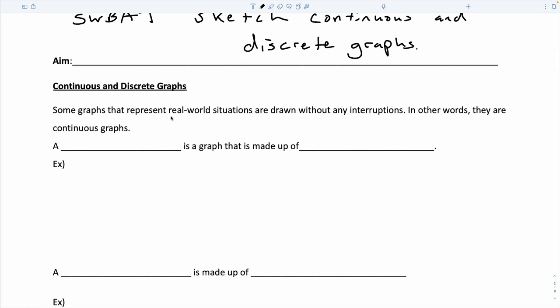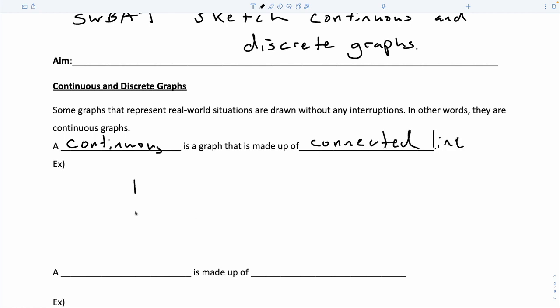Some graphs that represent real-world situations are drawn without any interruptions. In other words, they are continuous graphs. You are used to seeing a continuous graph. This is not going to be new to you. It's a graph that is made up of a continuous line. All the linear equation stuff that we've done in 8th grade that you did last year is a continuous graph. This is the normal graph that you are used to. It has a connected line.